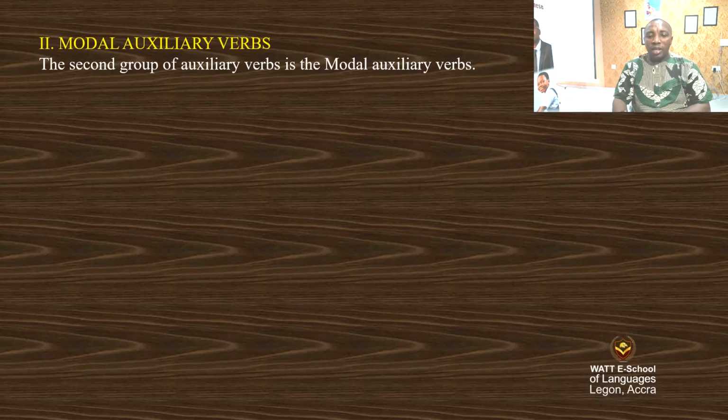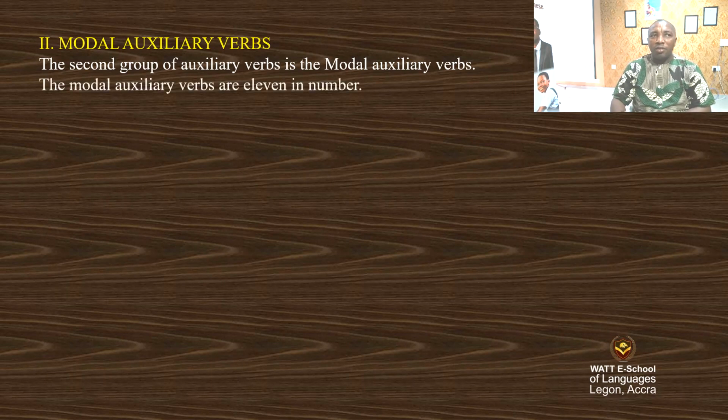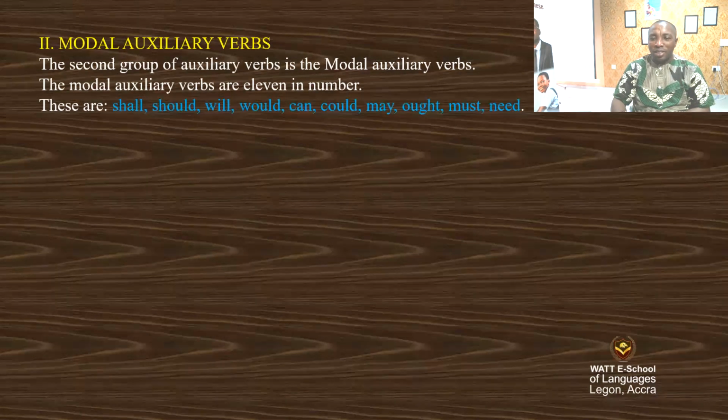The second group of auxiliary verbs is the modal auxiliary verbs. The modal auxiliary verbs are 11 in number. These are shall, should, will, would, can, could, may, ought, must, need. These are the 11 modal auxiliary verbs. You should know them. Shall, should, will, would, can, could, may, ought, must, need.